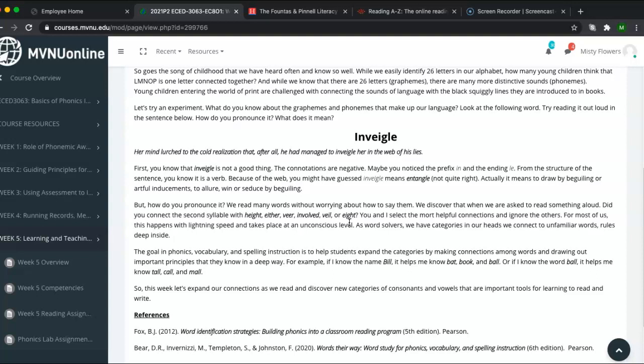My second grader that I tutor, he knows the word ball. That might help him write book, bat, or even the name Bill. So this week, we're going to expand our connections as we read and discover new categories of consonants and vowels that are important tools for learning to read and to write.